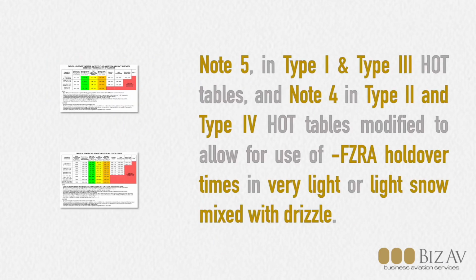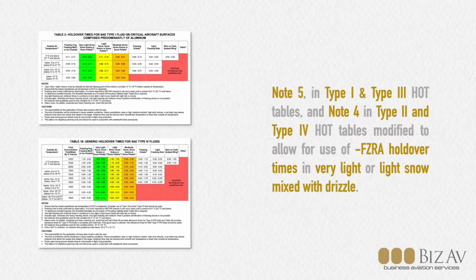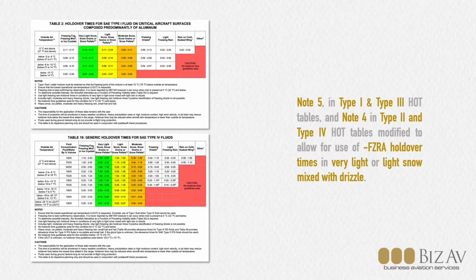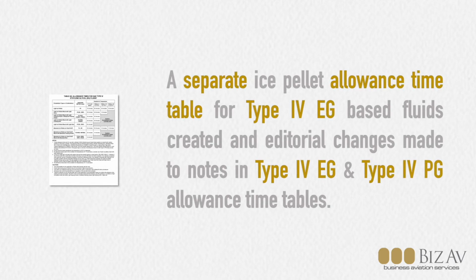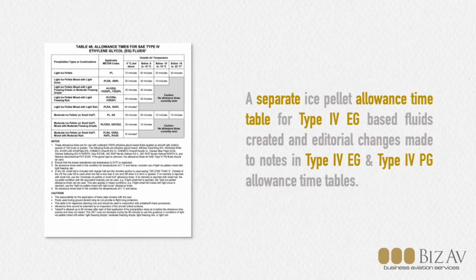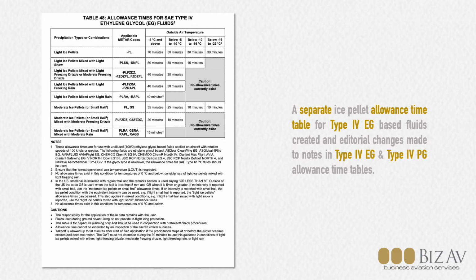Note 5, in the Type 1 and Type 3 holdover time tables, and Note 4 in the Type 2 and Type 4 holdover time tables, have been modified to allow for the use of light freezing rain holdover times, in conditions of very light, or light snow, mixed with drizzle. A separate ice pellet allowance timetable for Type 4 ethylene glycol-based fluids was created, and editorial changes made to notes in Type 4 ethylene glycol and Type 4 propylene glycol allowance timetables.